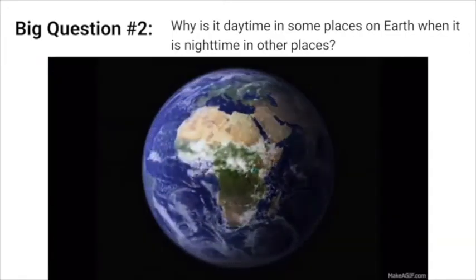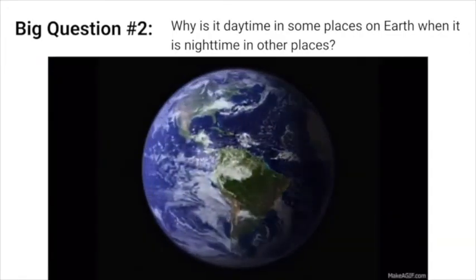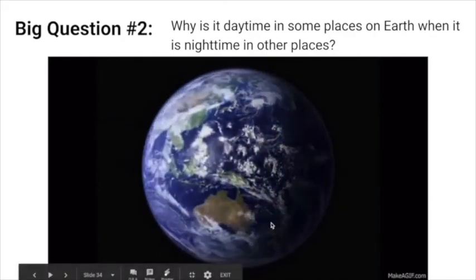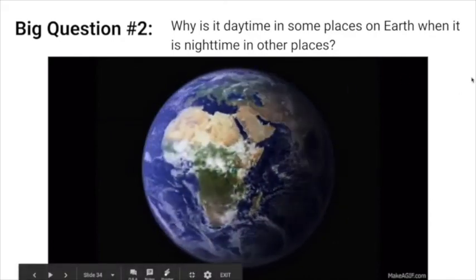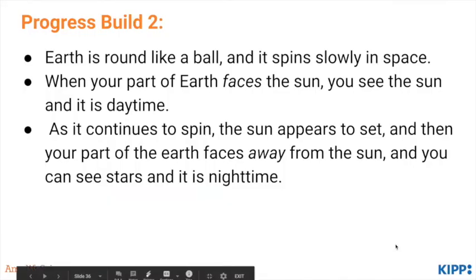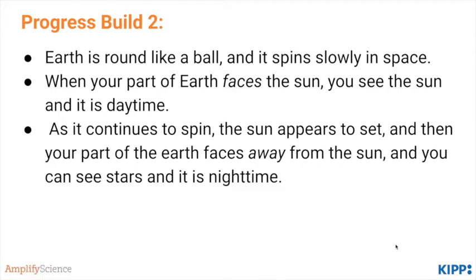In the next lesson, you can either have them use tablets again or an online website such as Google Earth to actually observe a model of the Earth as it spins and identify where night and day is at different times. Finally, students read the book What Spins to better understand how spinning changes your perspective, and they relate it to the spinning of the Earth. At this point of the unit, students should be able to explain Progress Build 2.